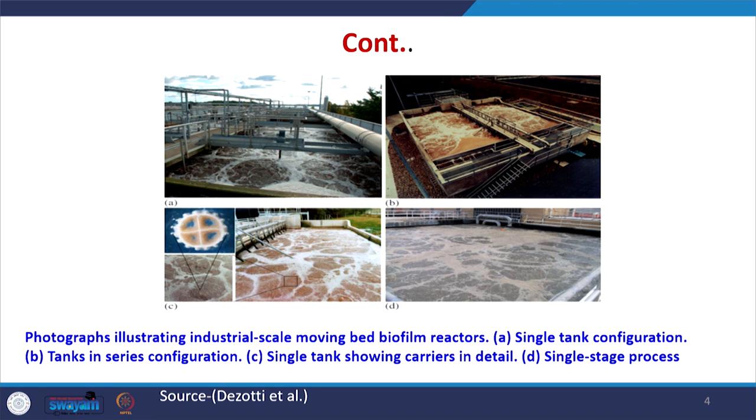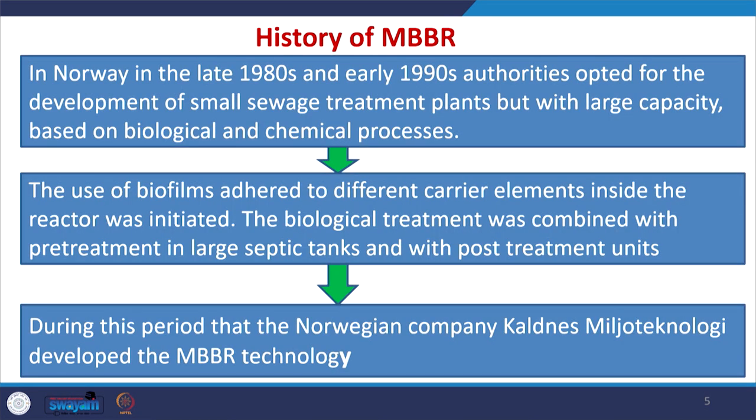Now, this is a schematic or photograph illustrating industrial scale moving bed biofilm reactors. We can start with a single tank configuration, a big single tank, then a double stage tank, then multiple tanks in series, and also a single stage process. So, there are different possibilities. Essentially, we will be discussing what happens in the MBBR.